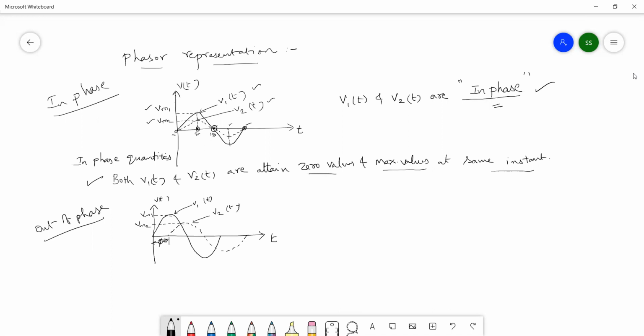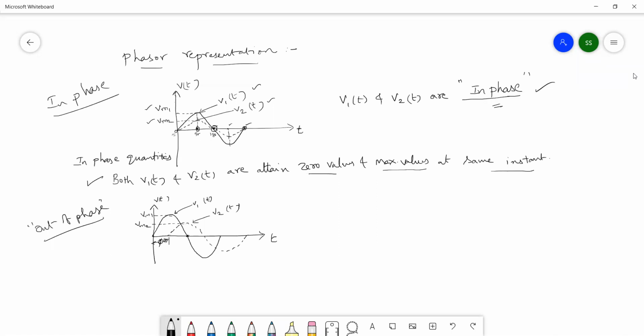That means at the 0 instant both are not at 0. You have some angular difference between V2 of t and V1 of t. Similarly, the maximum points are also not attained together. Even at 90, V2 of t may be at some 10 degrees or 0 degrees, but V1 of t is maximum as Vm1. Even at 180, V1 of t is 0, but V2 of t has some value, very near its maximum amplitude. This is not satisfying the condition of in phase, so that's why these are called out of phase quantities.